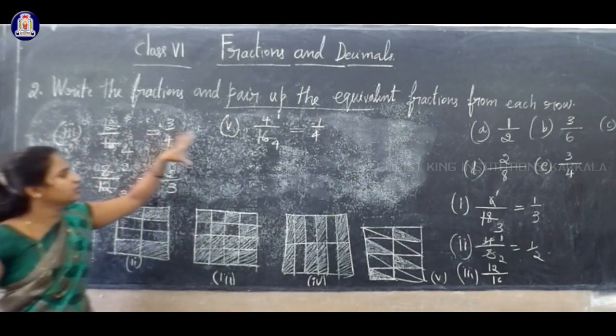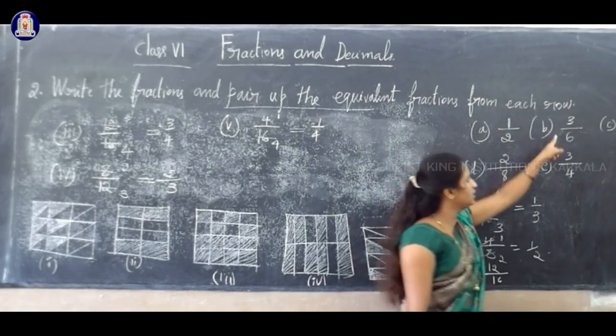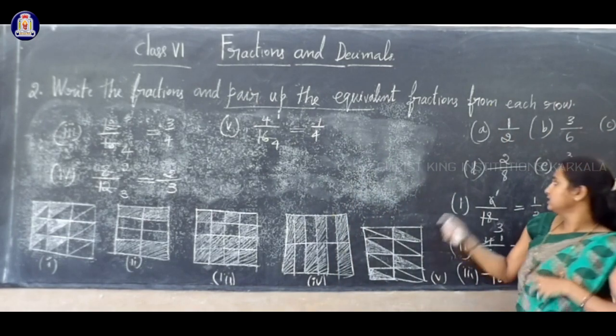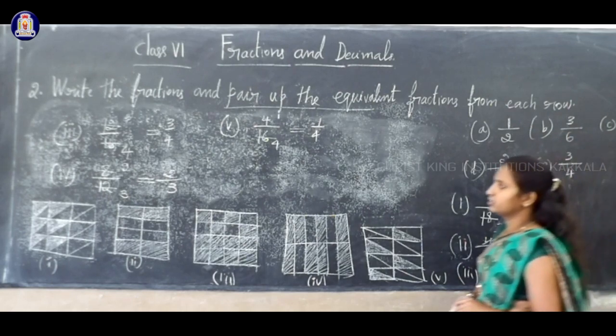The first row figures that I wrote in fraction: 1 by 2, 3 by 6, 3 by 9, 2 by 8, and 3 by 4. These are the fractions of the first row figures.